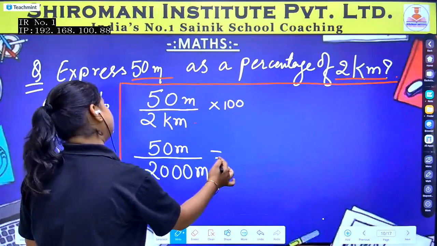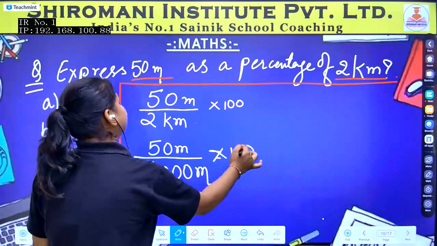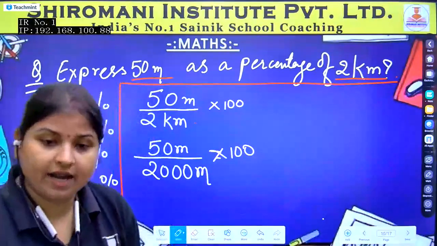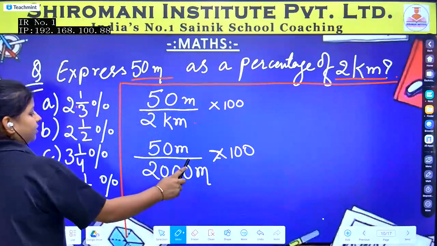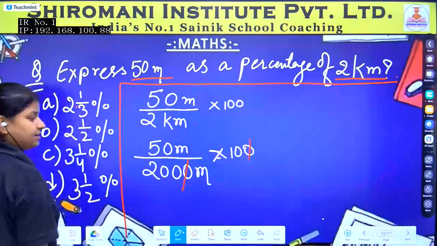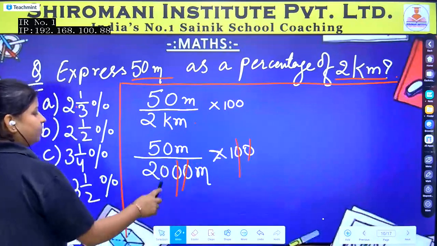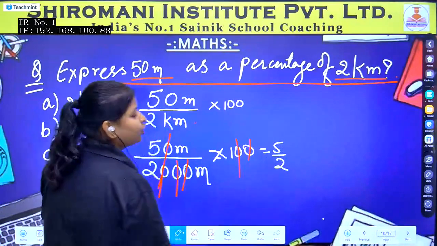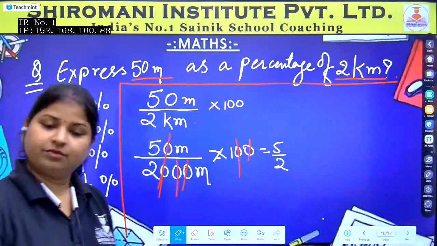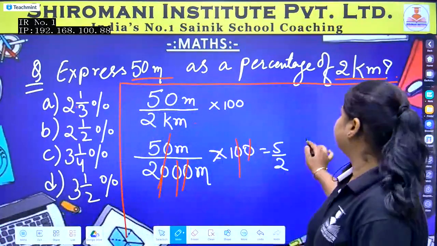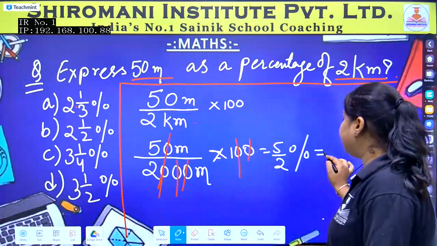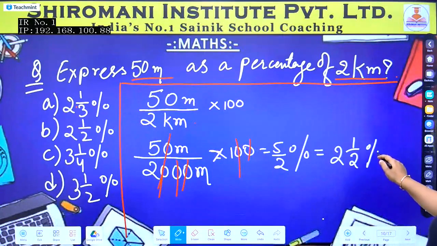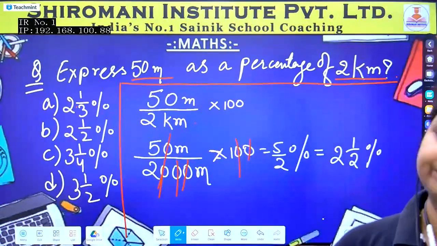Now you can easily calculate the percentage. In order to calculate the percentage, we multiply by 100. Now just simplify it. 10 and 10 cancelled, 10 and 10 cancelled. I'm left with what? 5 by 2. 5 by 2%. And this 5 by 2% you convert into a mixed fraction, you will get 2 whole 1 by 2%.